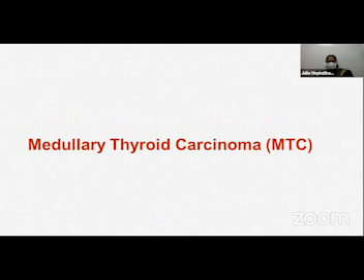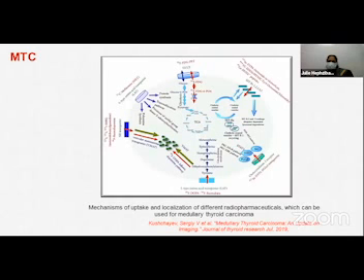Coming to medullary thyroid carcinoma, there are plenty of radioisotopes, but I'll be concentrating only on FDG and DOTATATE, as given. The mechanisms of uptake and localization of different radiopharmaceuticals are shown in this image. You can go through this.